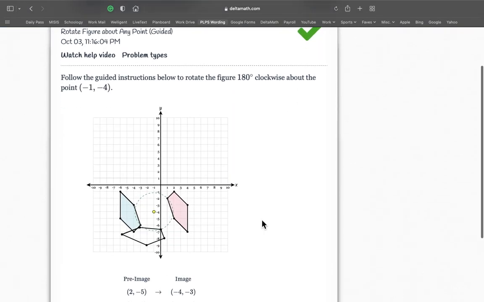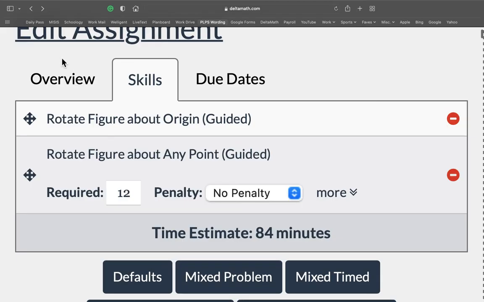And there we go. All right. So that's it, kiddos. Those are the kind of problems you're going to see in this assignment for rotating, right? Transformation of figures, especially rotation of figures.